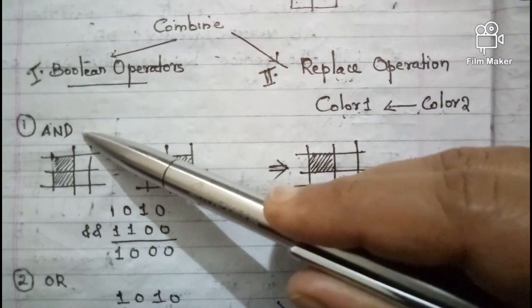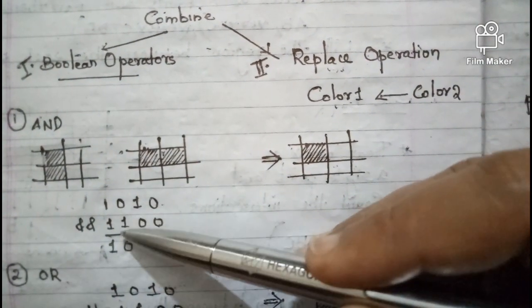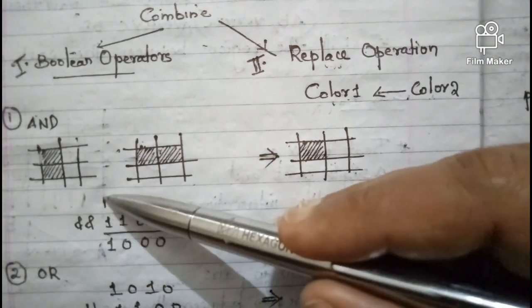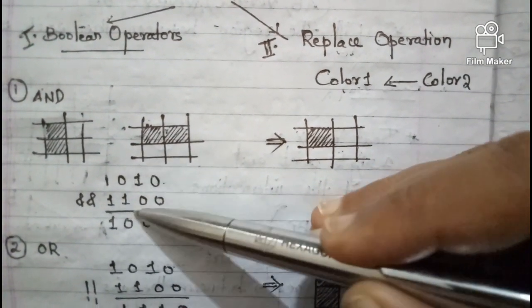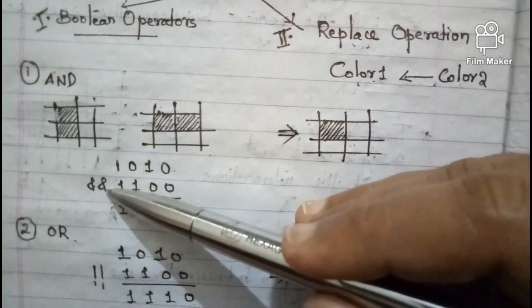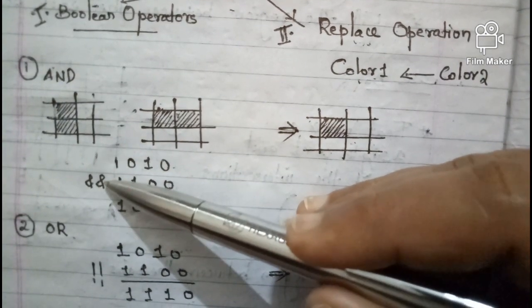So AND means two color codes are ANDed together. I am ANDing the binary equivalents of the two color codes. Now, how can the AND operation be done? What is the rule of the AND operation?